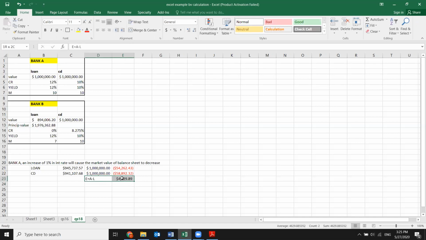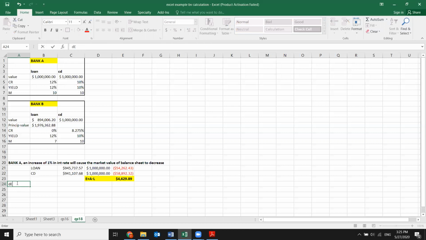Here we go. So for bank A, the equity changes, the value of the bank changes by a positive amount. And the reason is that the decrease in assets due to the changes in interest is less than the decrease in liabilities. That makes equity increase. Let me type it.